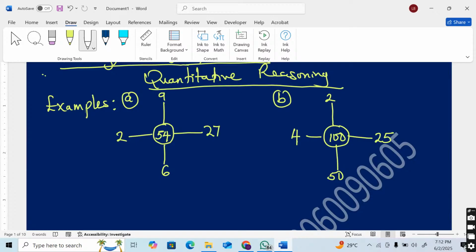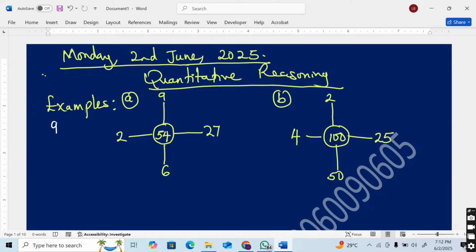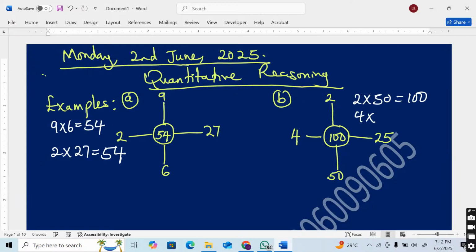Okay, thank you. For those who said it is 9 times 6, 54, and 2 times 27, is 54, you are correct. Try the same method with sample B. So 9 times 6 will give us 54, and 2 times 27 will also give us 54. Same thing goes for sample B. 2 times 50 will give us 100. 4 times 25 will give us 100.